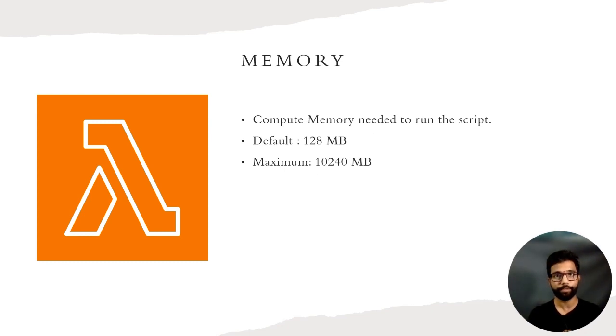The next one is memory. Memory is the computation, the CPU computation, that your task would require. Let's say you're trying to process an image or you're trying to run a basic script. Both these things would require different amounts of memory. So based on your requirement, the memory needs to be configured. And the default amount of memory that gets configured is 128 megabytes. And the maximum that you can go is up to 10 GB, which is equivalent to 10,240 megabytes.